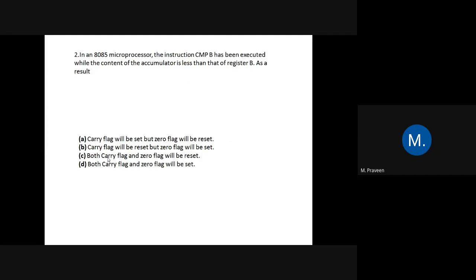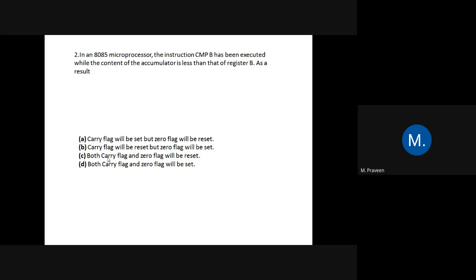Let's move on to the second question. In an 8085 microprocessor, the instruction compare B has been executed while the content of the accumulator is less than that of register B. As a result, they have given 4 options. In option A, carry flag will be set and zero flag will be reset. In option B, carry flag will be reset but zero flag will be set. In option C, both carry flag and zero flag will be reset. In option D, both carry flag and zero flag will be set.